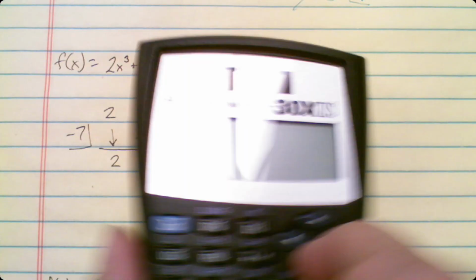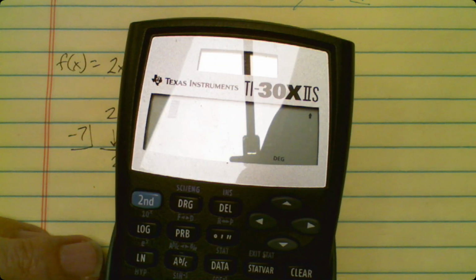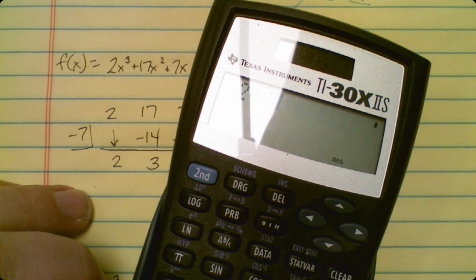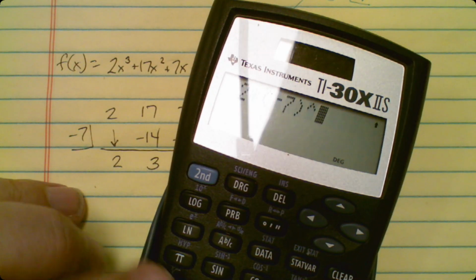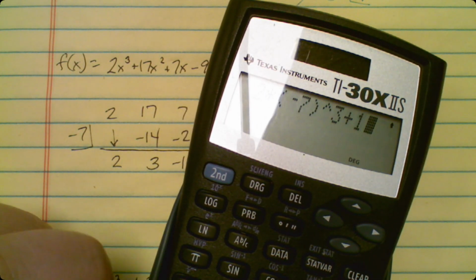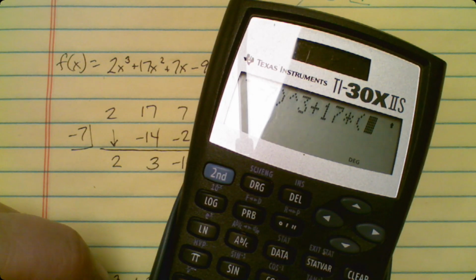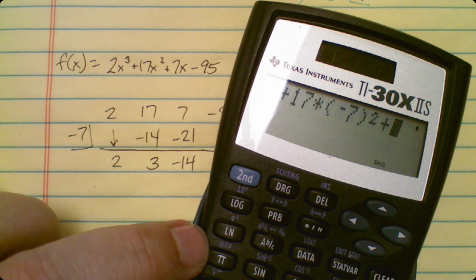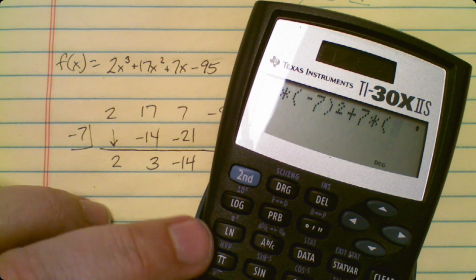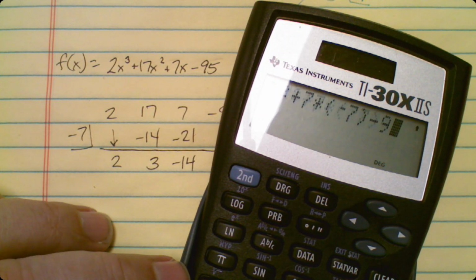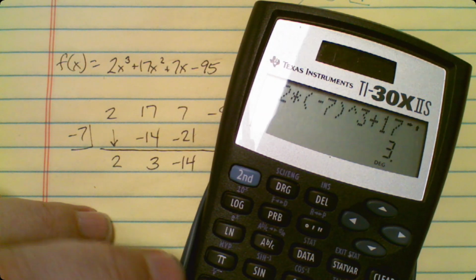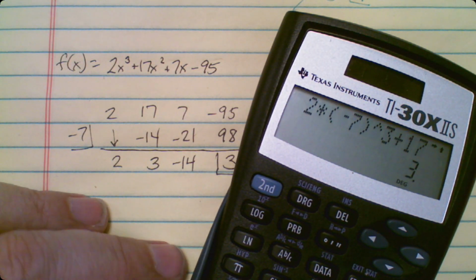Given that I could just pull out my calculator and say, what's 2 times negative 7 to the third plus 17 times negative 7 squared plus 7 times negative 7 minus 95. And I would get 3. Same answer. Hey, how do you like that?